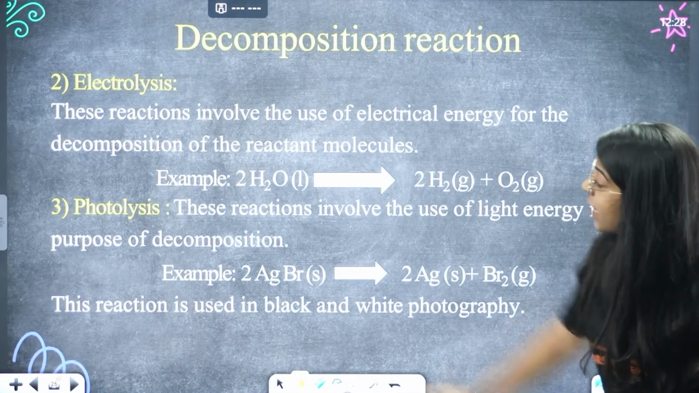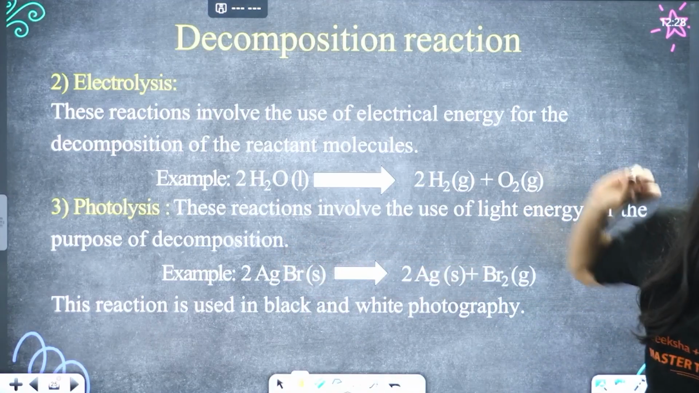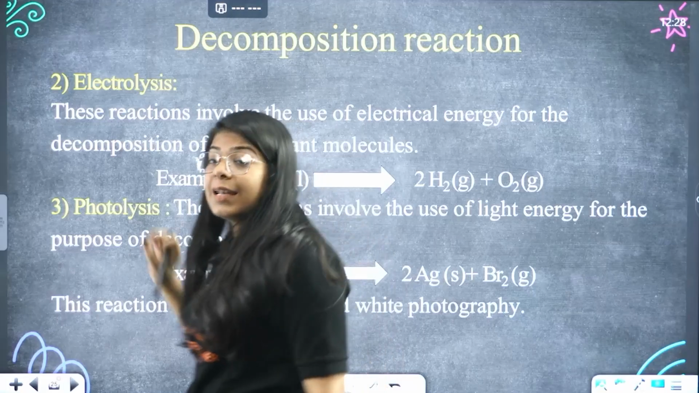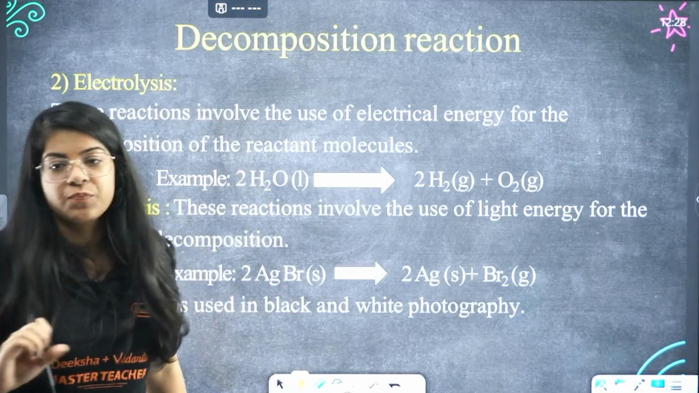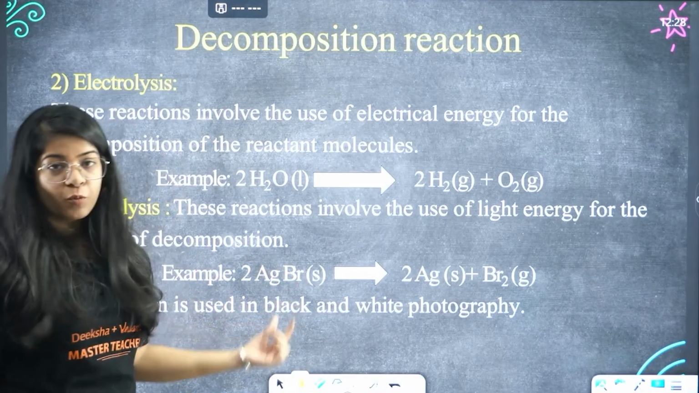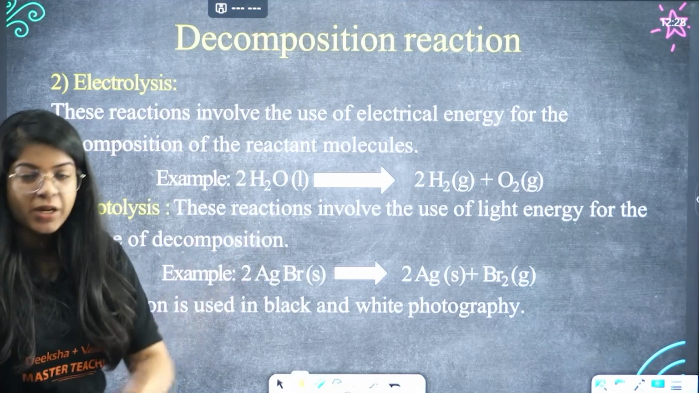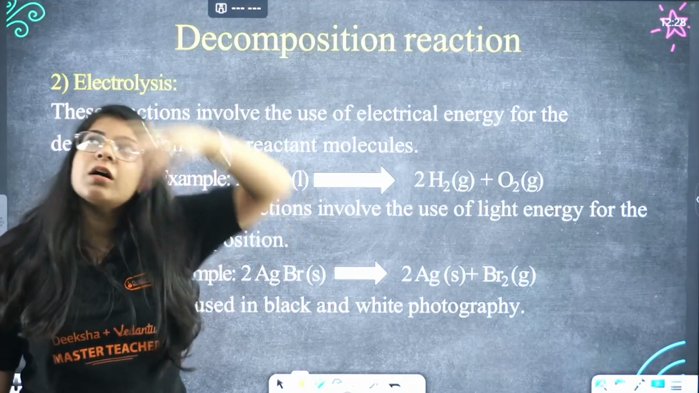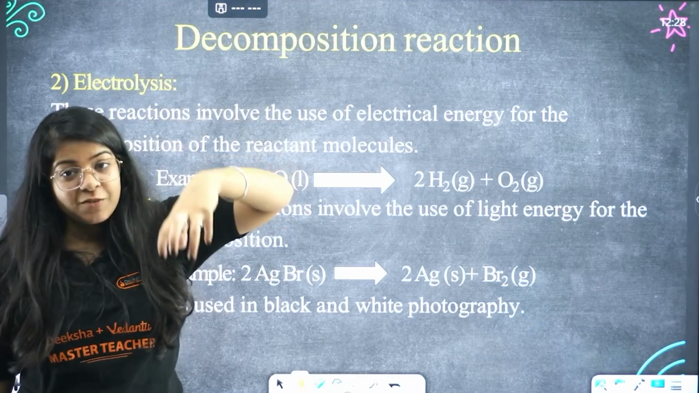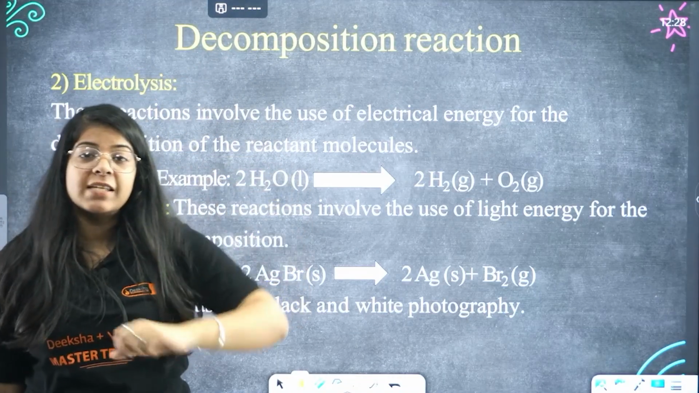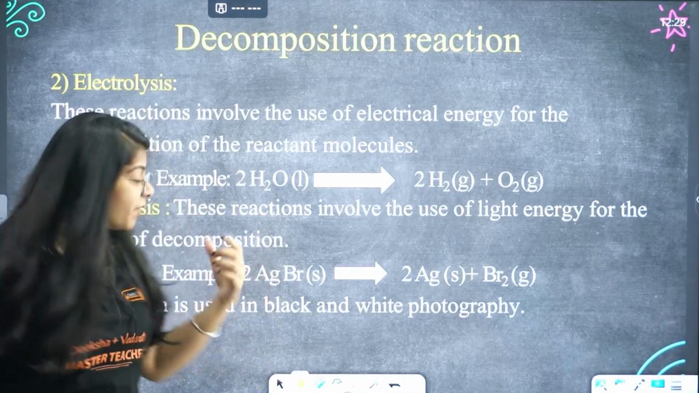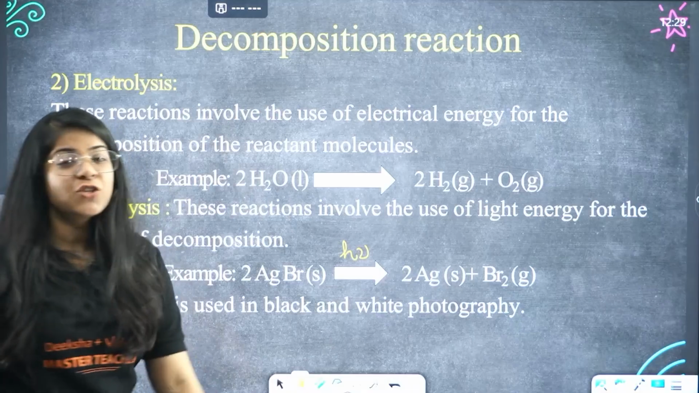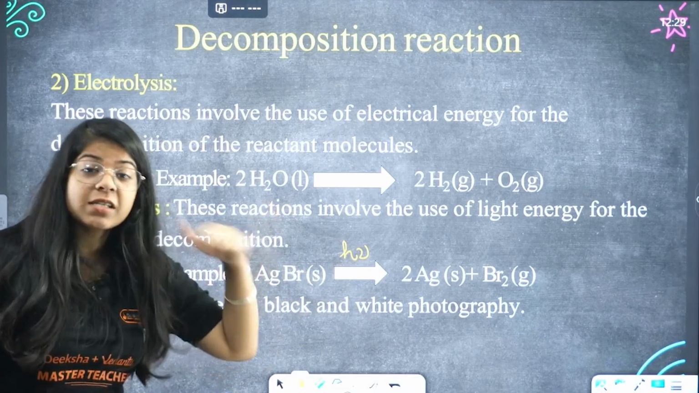What is photolysis? The reaction involves the use of light energy. The reaction uses the light energy to decompose. So silver bromide is a substance, right? It's in solid form. Whenever you put light on it, not the simple light, right? There is a specific beam of light or sunlight, we can say. So that is light energy. Whenever we keep it in sunlight, hν, you can also define it as h nu. h nu can be used as energy or sunlight energy.